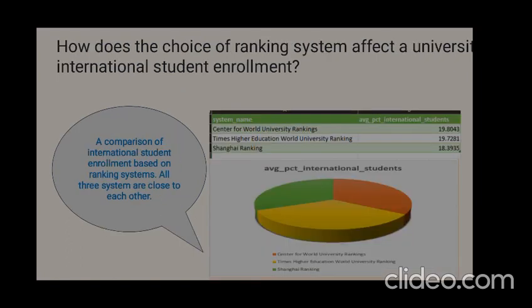How does the choice of ranking system affect university international student enrollment? Here I use again one pie chart and another table. A comparison of international student enrollment based on ranking system. All three systems are close to each other.